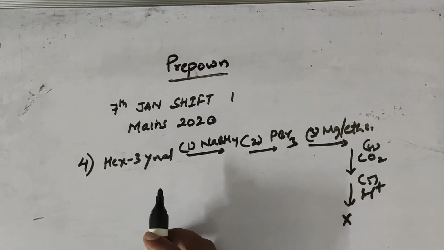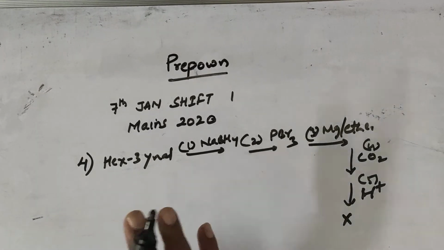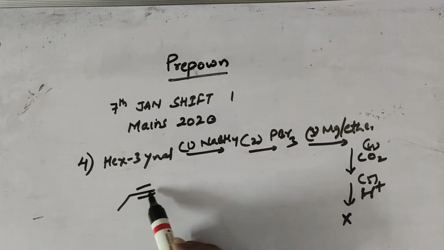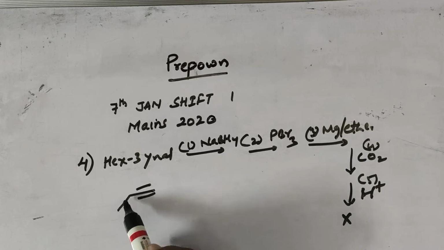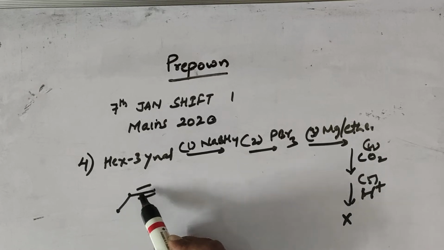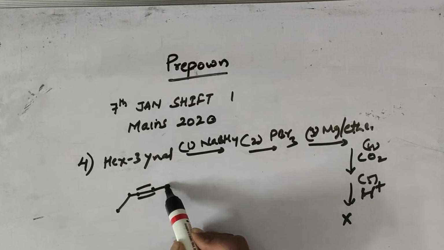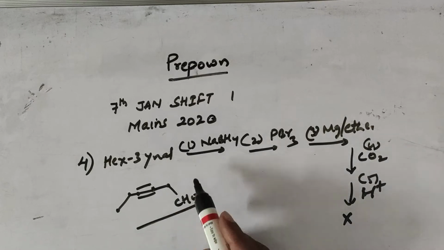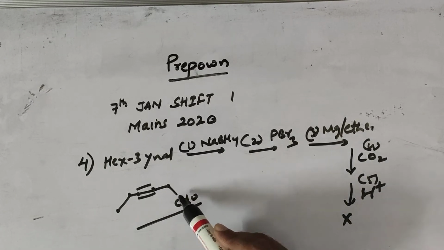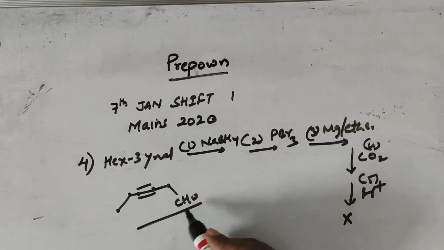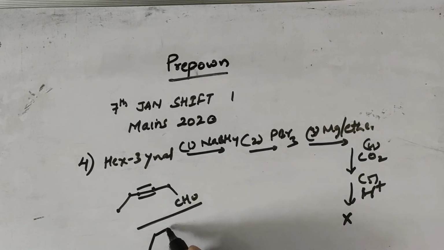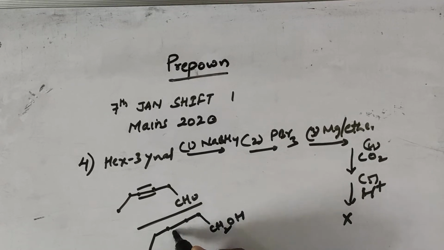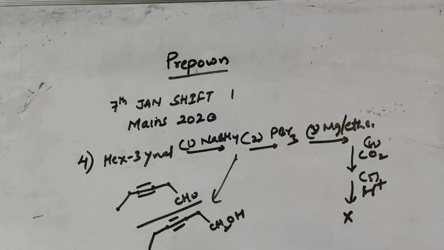Now, as you all must be aware, first we have to write the structure. This is a question that connects many reactions. So the first one is, again, hex means it should have 1, 2, 3, 4, 5, 6 carbons. This is the starting reagent, hex-3-yn-al. NaBH4, what does it do? It reduces CHO to CH2OH. So the first compound would become CH2OH. So this will be this compound.